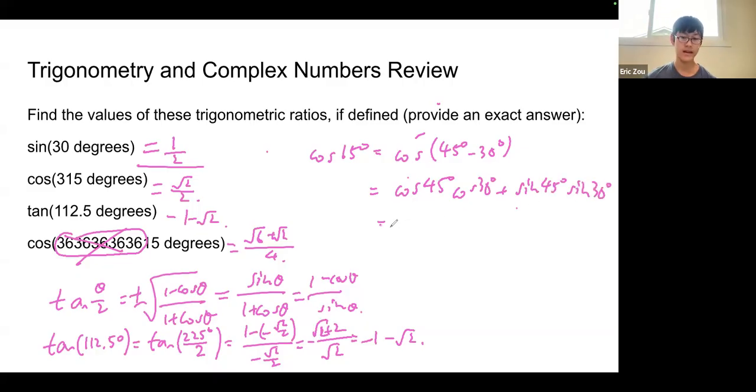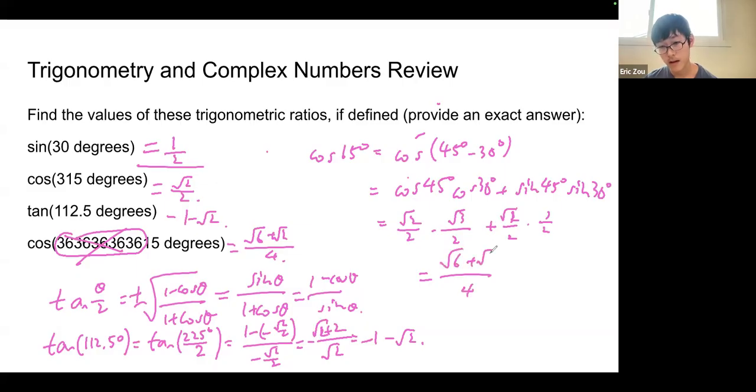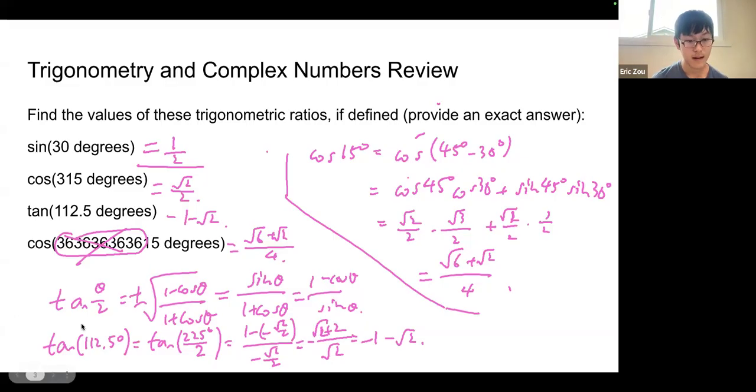Now you remember from the special angles, this is root 2 over 2. This is root 3 over 2. This is root 2 over 2 again. This is half. You simplify this a little bit. This is root 6 plus root 2 over 4. Or you can use the half angle, but for half angle be a little bit more careful because you have a plus minus in the beginning. So you need to double check that 15 degrees is a first quadrant angle. All right. Any questions for this part? All right, good. Let's look at the next part.